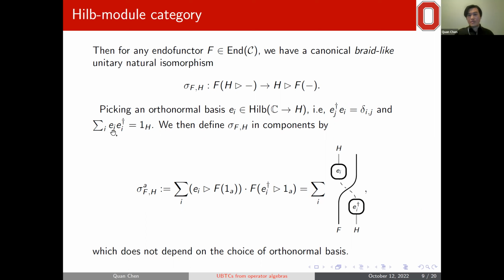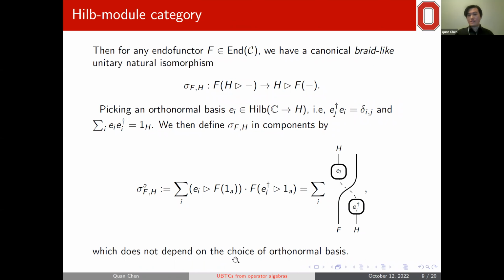And also the sum over e_i e_i dagger, this morphism is from H to H. This should be the identity on H. Then we can define this natural isomorphism component-wise by doing this. It's easier to see from the graphical calculus. You pick e_i dagger here, F of e_i dagger acts on A, and then compose by e_i acting on F of identity A.